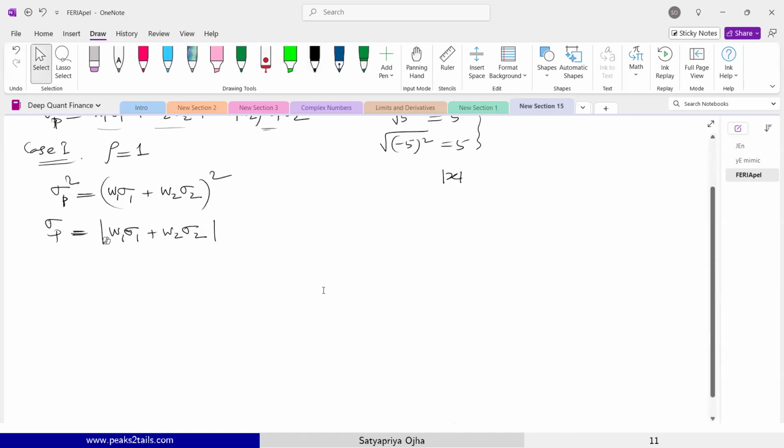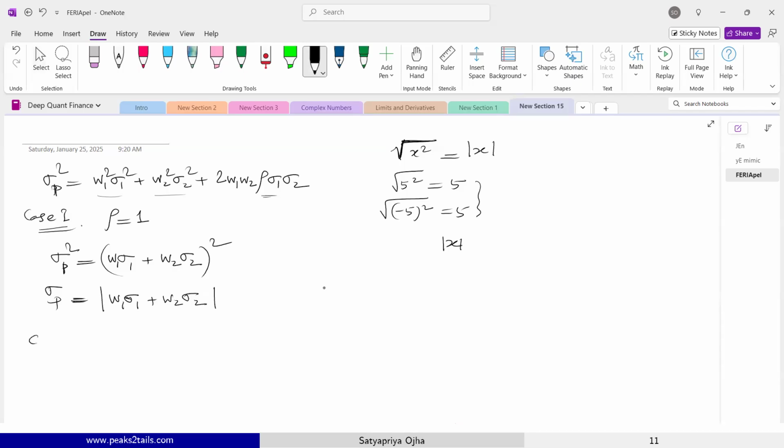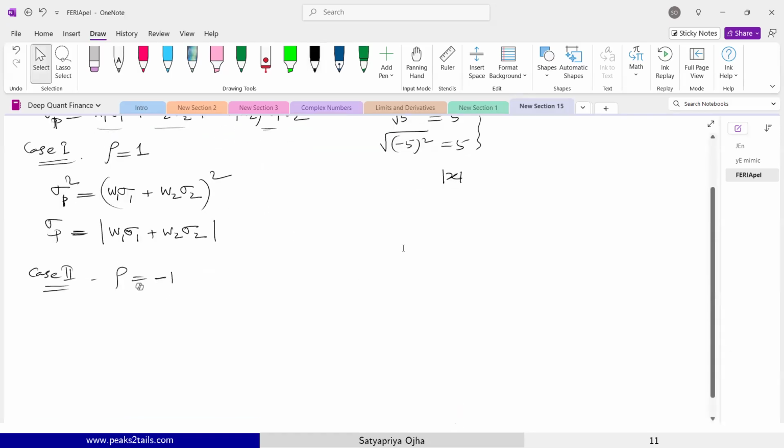So this is one extreme, and the other extreme is rho equal to -1. Asset returns are perfectly negatively correlated.